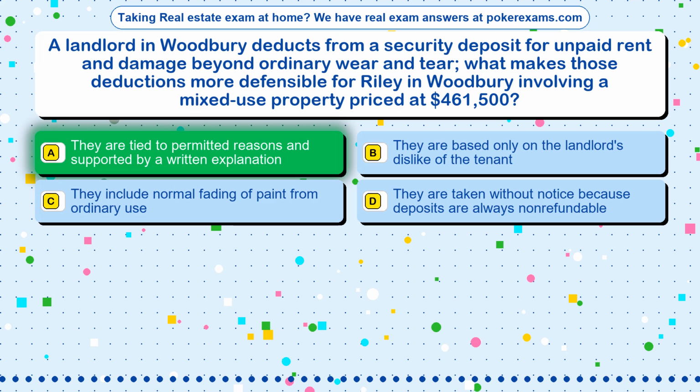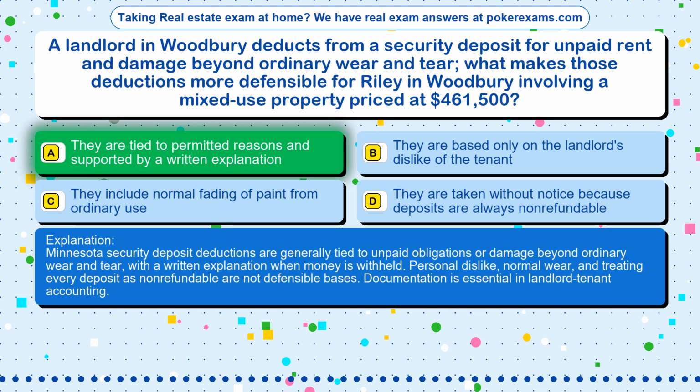The correct answer is option A. They are tied to permitted reasons and supported by a written explanation. Minnesota security deposit deductions are generally tied to unpaid obligations or damage beyond ordinary wear and tear, with a written explanation when money is withheld. Personal dislike, normal wear, and treating every deposit as non-refundable are not defensible bases. Documentation is essential in landlord-tenant accounting.